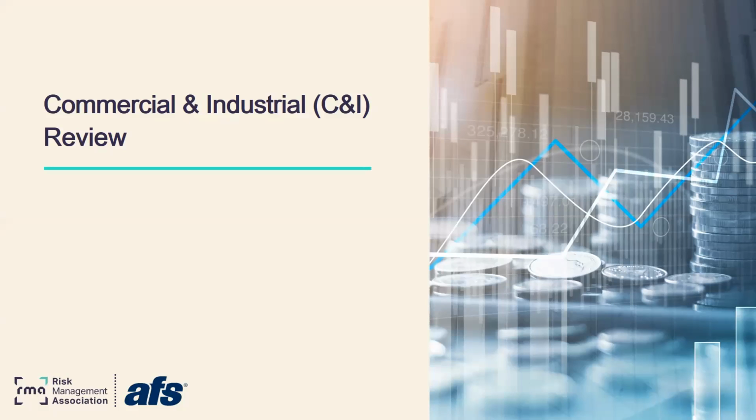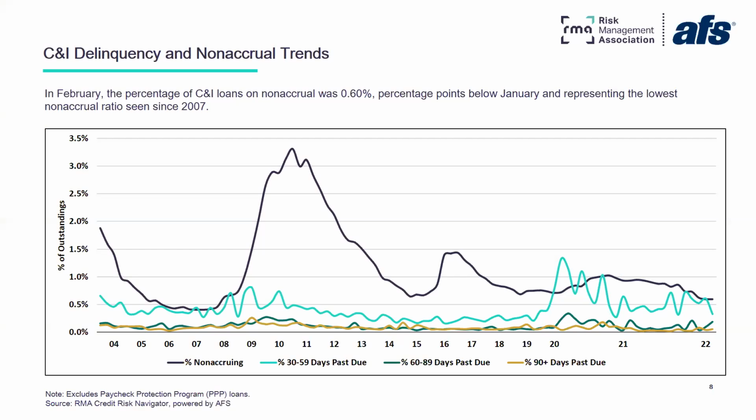So I'm going to start with C&I data. As we've mentioned before, we define C&I as business purpose loans to companies usually with annual sales north of $1 million. Again, these are business purpose loans as opposed to, say, an executive buying a car. Owner occupied real estate is in here. CRE has investor owned real estate.